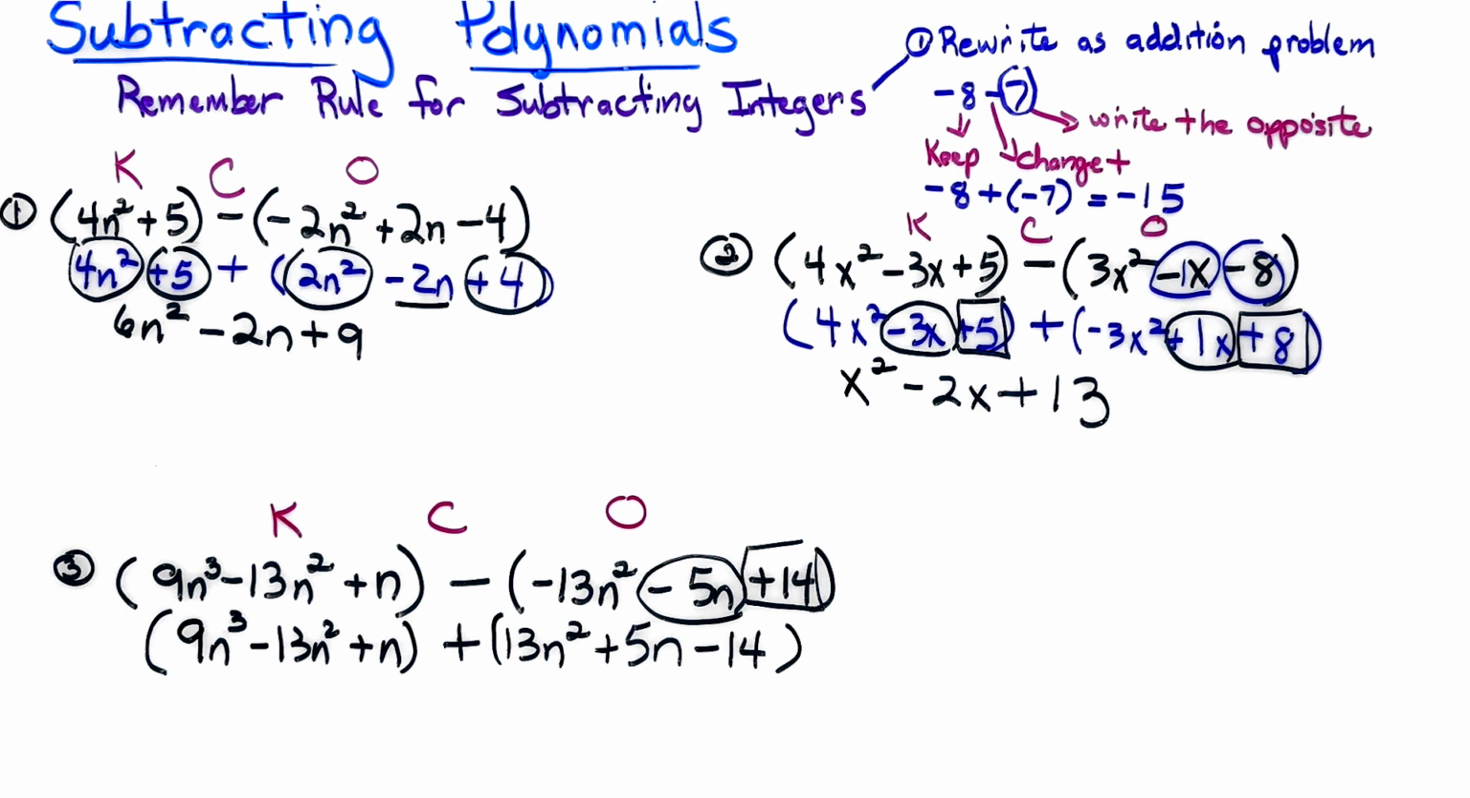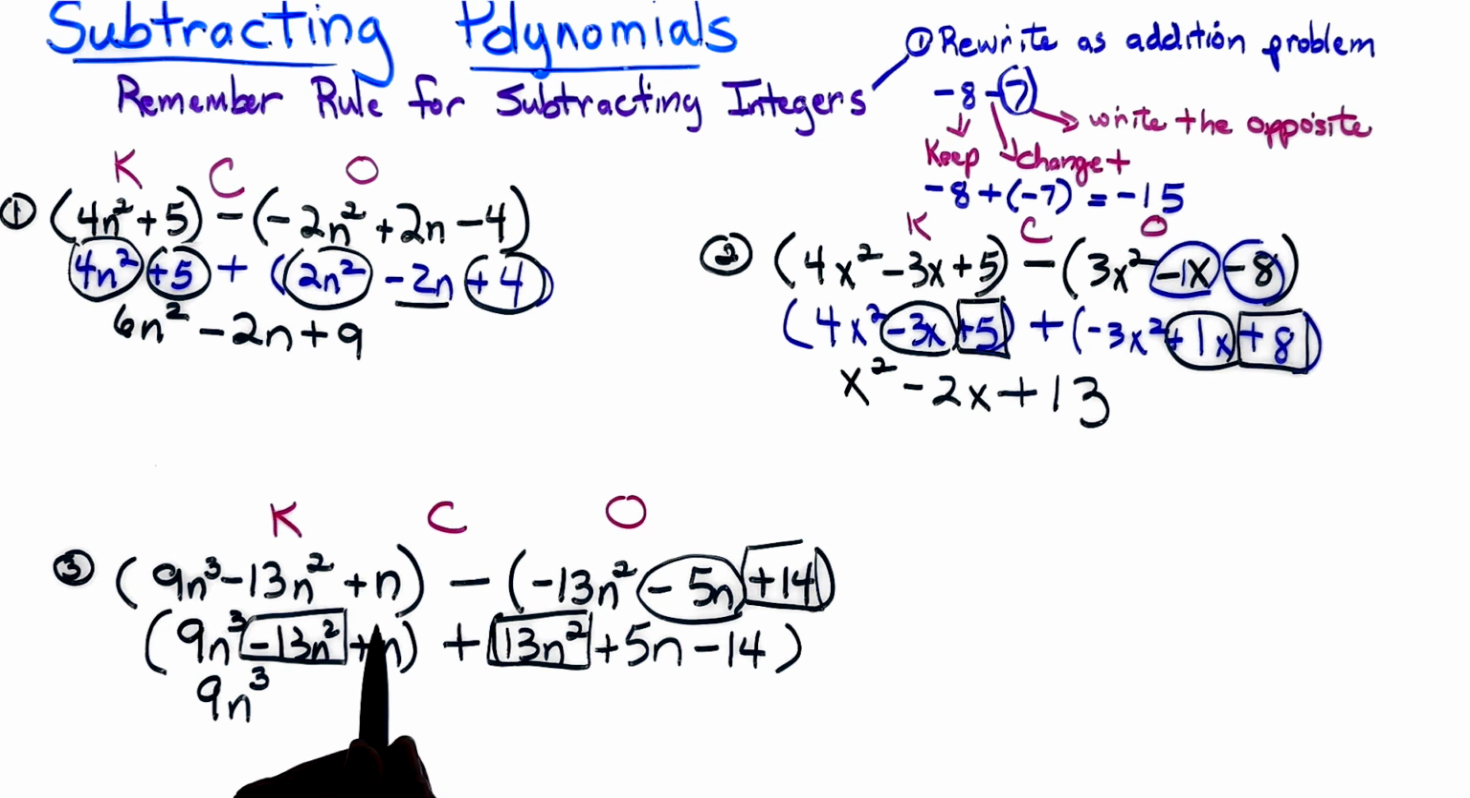Now that I have an addition problem, I'm going to put together my like terms. And I see I have 9n cubed, 9 to the third power, in the first one. The second one doesn't even have one. So I'm going to write 9n cubed, or to the third power. And now I am looking, oh, well, here I do have a minus 13n squared, and I have a 13n squared, which is positive. Well, a negative 13n squared plus a positive 13n squared is just 0. So we're not going to write anything.